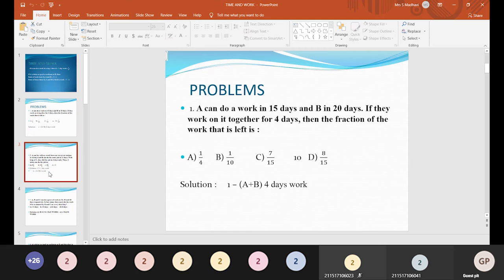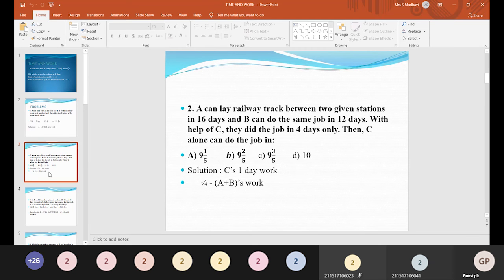Coming to the second problem: A can lay a railway track between two given stations in 16 days and B can do the same job in 12 days. With the help of C, they did the job in 4 days only. Then C alone can do the job in how many days?